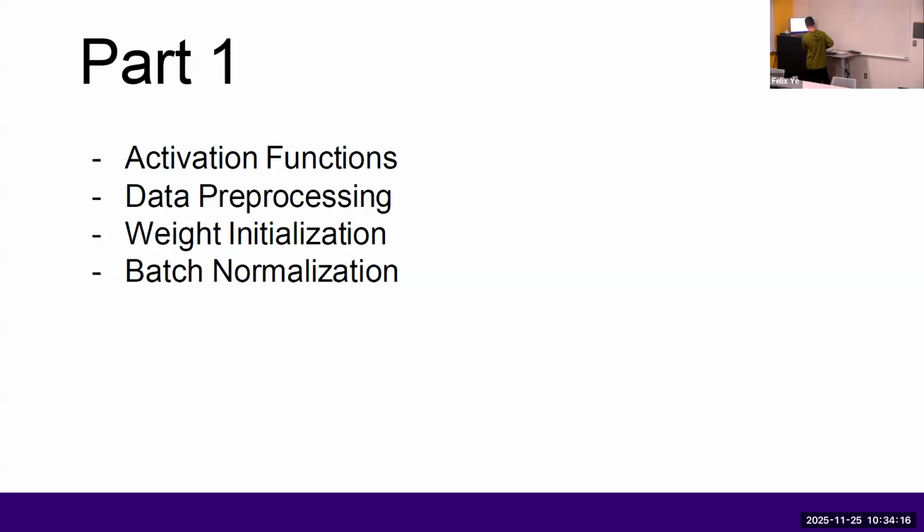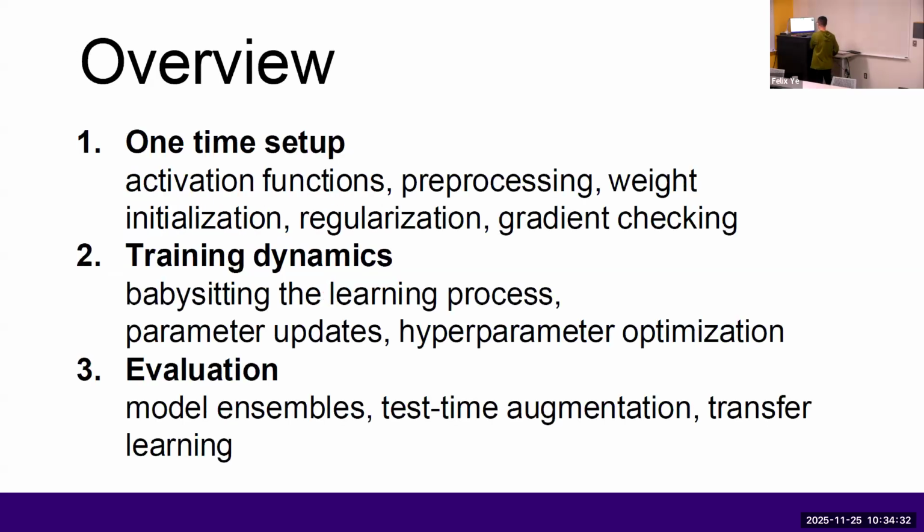Okay, so this is Jake's question from the last lecture: how to choose those activation functions, and how to do weight initialization. I will also talk a little bit about batch normalization. Today, I'm only going to cover part 1, which is the one-time setup. In the next lecture, once you come back from Thanksgiving, I'm going to talk about the training dynamics. I will cover a little bit on evaluation, but transfer learning and the like will be postponed into 593.